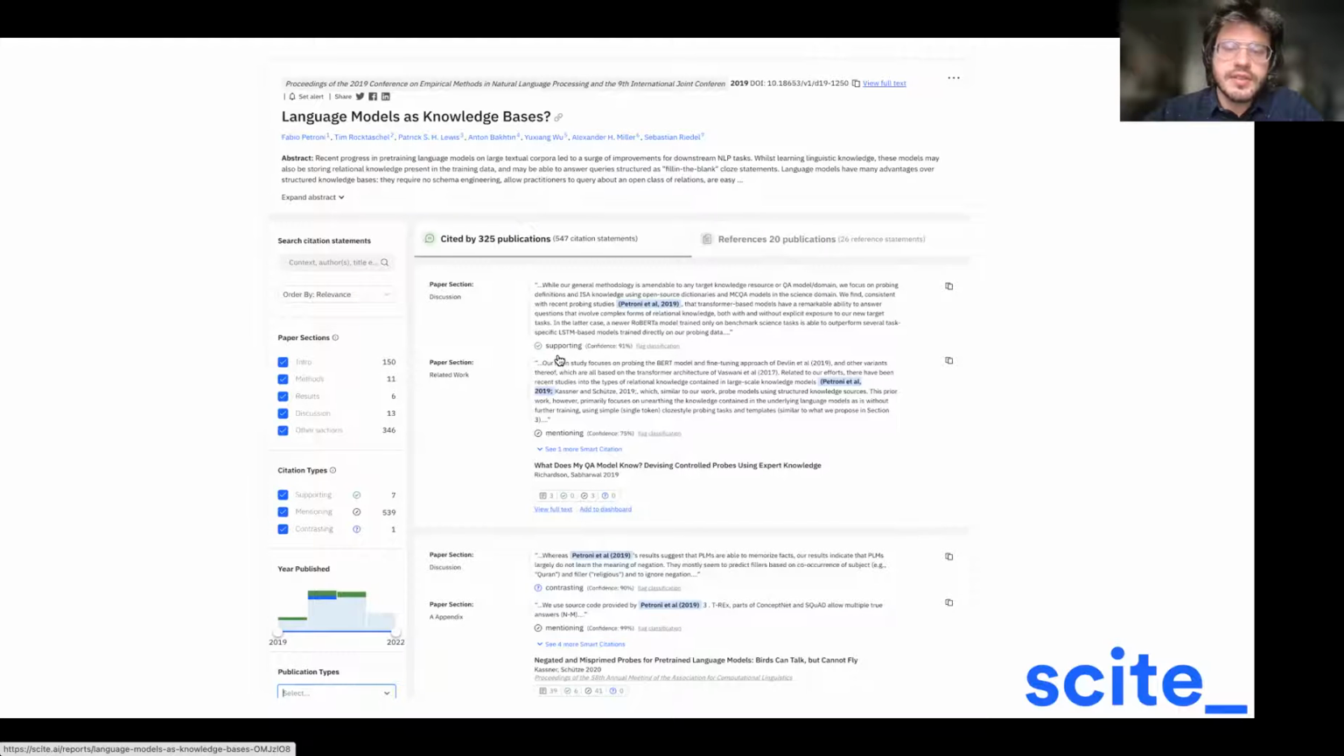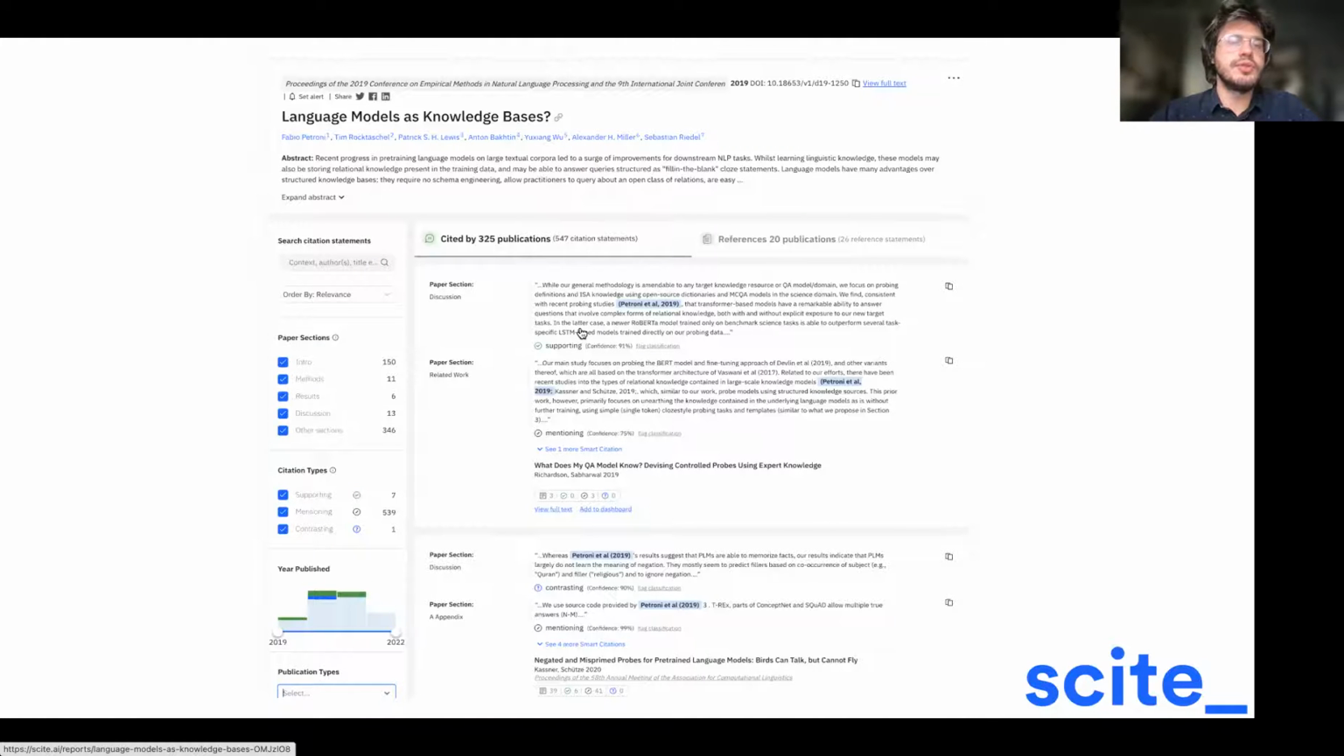And you can see there's a supporting citation, and it makes sense, right? They say, we find, consistent with recent probing studies, Petroni 2019, that transformer-based models have a remarkable ability to answer questions that involve complex forms of relational knowledge. And again, you can take that at face value, or you can inspect why they are finding that consistent finding, what experiments they have done to do that, and so on.